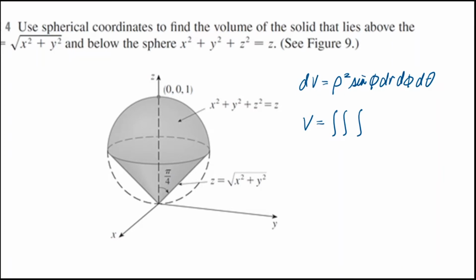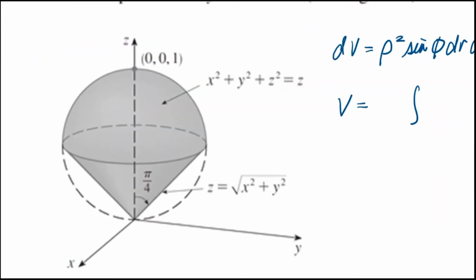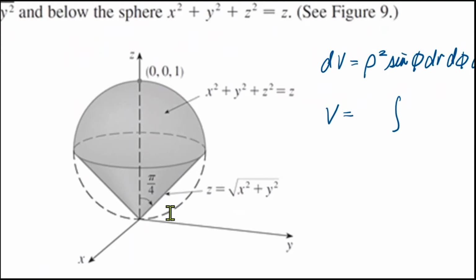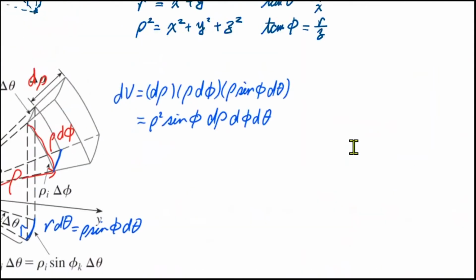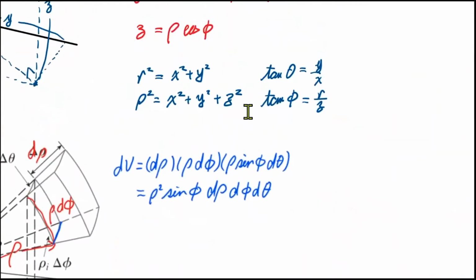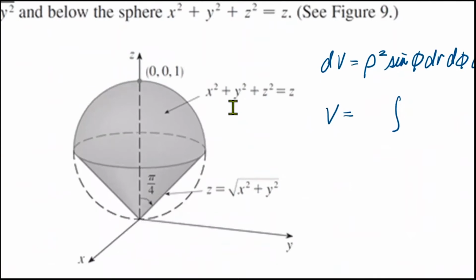Okay, let's do it methodically, inside out. So rho varies from here to that surface, correct? What is that surface in spherical coordinates? Oh my God, look at this. Remember this? Right, so what is this thing? Or you can feel it. Do you see that thing is rho squared?